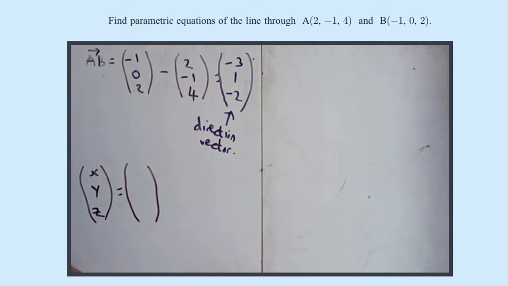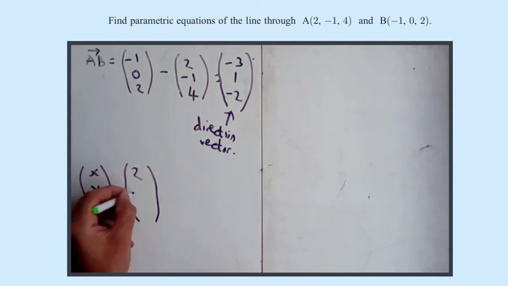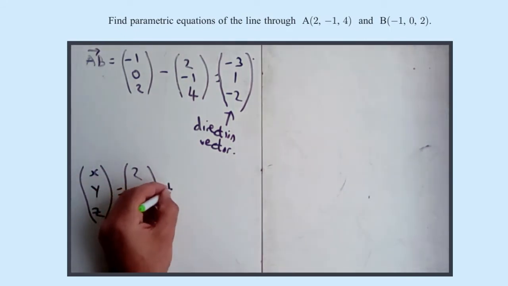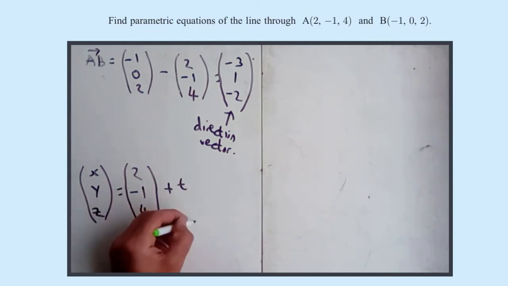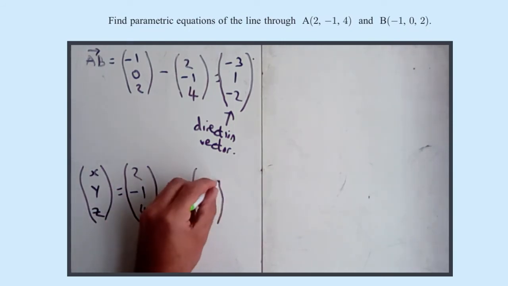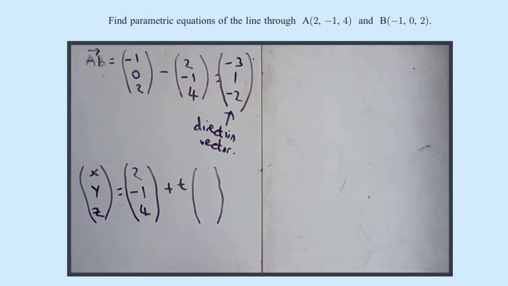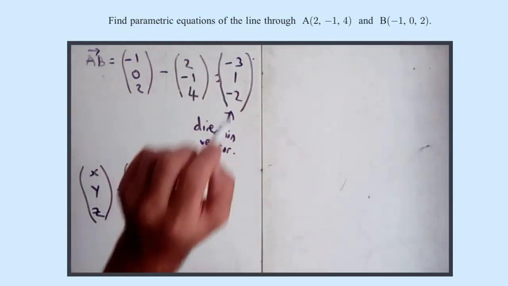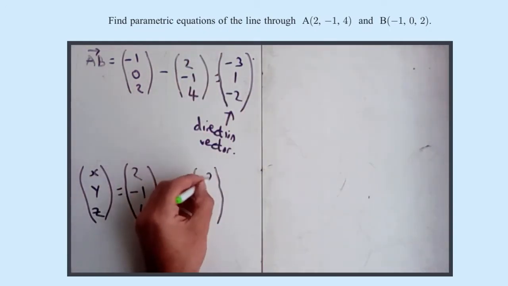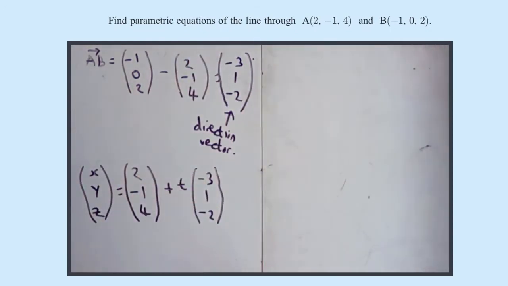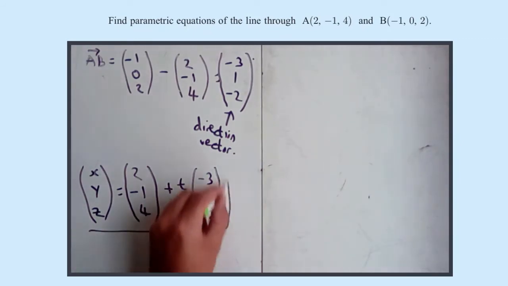So (x, y, z) equals, I'm going to use A, (2, -1, 4), plus some parameter, I'm going to use t, but you'll see lambda quite a lot, but it really doesn't make much difference, times the direction vector that's parallel to the line, so a direction vector of the line. So (-3, 1, -2). Okay, so this is a vector equation.